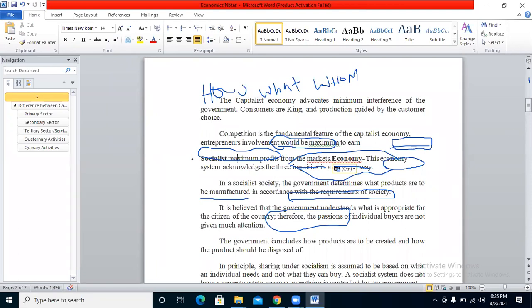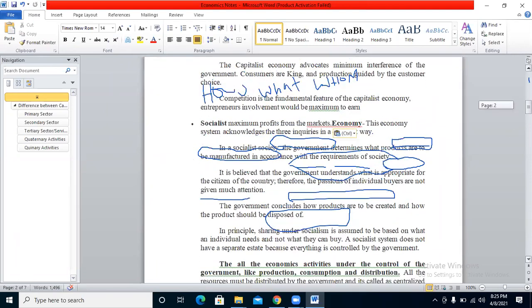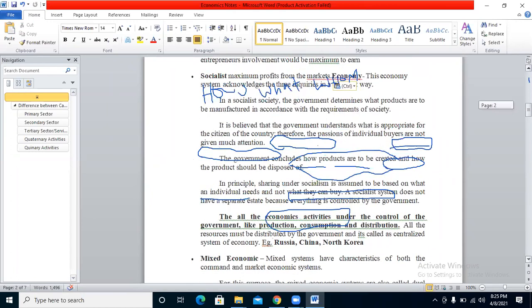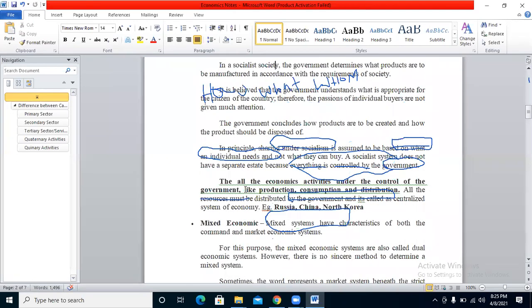So in a socialist economic phenomenon, the government is the king and decides all economic activity of the country. Economic activities are under the control of the government, and production, consumption, and distribution, all activity is under the control of the government. For example, this type of economy is in Russia, China, and North Korea.